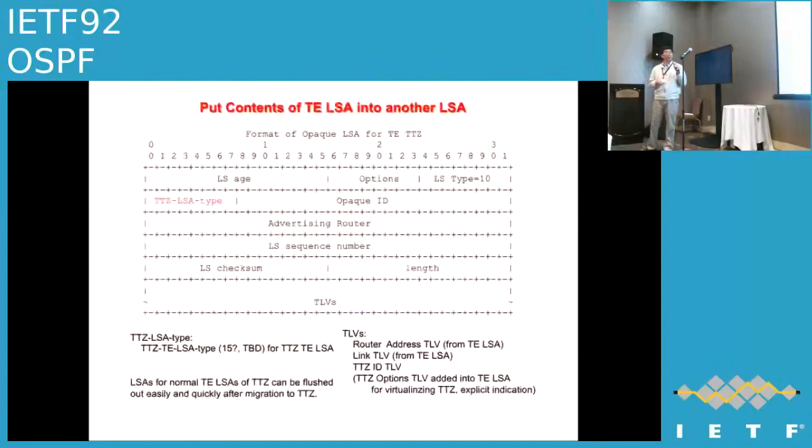Next page. Another way is that we use another LSA to wrap up those TE LSA TE information. We already defined a new TDZ LSA type, and here we just introduce another type for TDZ TE LSAs. This LSA will contain the existing information in the TE LSA, and then we just add one more piece of information, the TDZ ID TLV. This method is easy and also very clear. We'll see details in the next slides to see what happens when we do the migration to the TDZ. Next page.